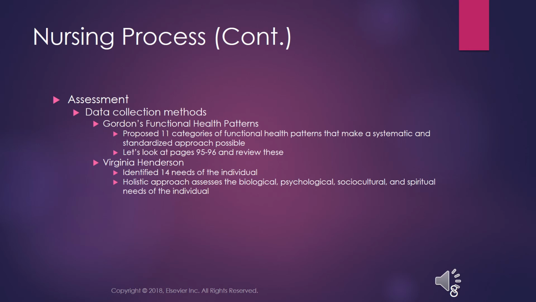Now let's talk about Virginia Henderson and the identified 14 needs of the individual. The needs that Virginia Henderson identified are breathing, and think about Maslow's hierarchy of needs as we're talking about these. Breathing, eating and drinking, eliminating, moving, sleeping and resting, selecting clothing and dressing, regulating body temperature, maintaining adequate hygiene, remaining free from harm and avoiding harming others, communicating, learning and seeking general fulfillment, having spirituality, working, playing.